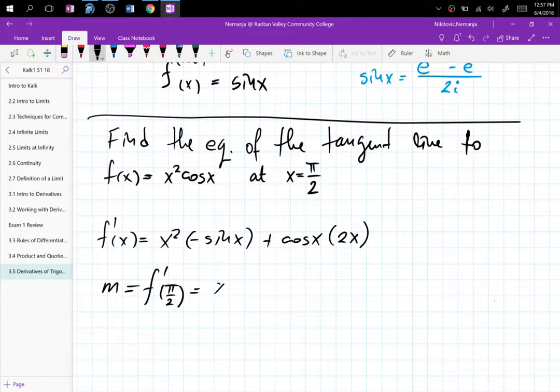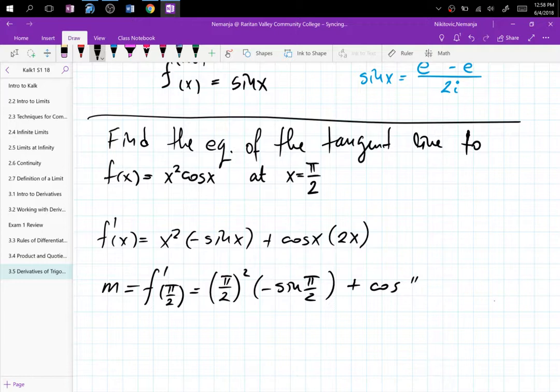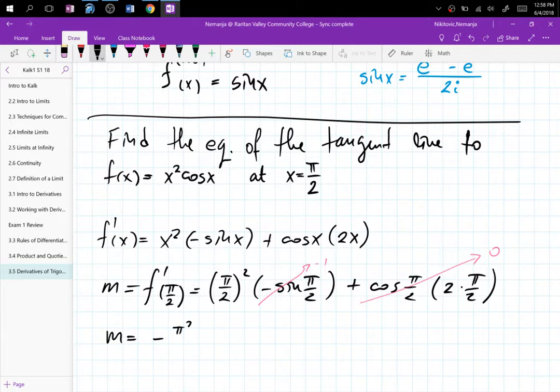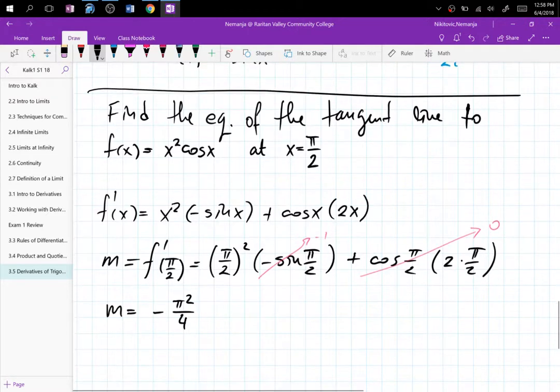Now, it's going to be pi over 2 squared times negative sine of pi over 2, plus cosine of pi over 2 times 2 times pi over 2. Now, cosine of pi over 2 is 0, which kills the entire second term, and sine of pi over 2 is 1, so the entire parenthesis goes to negative 1. So this is just negative pi squared over 4. That's our slope.